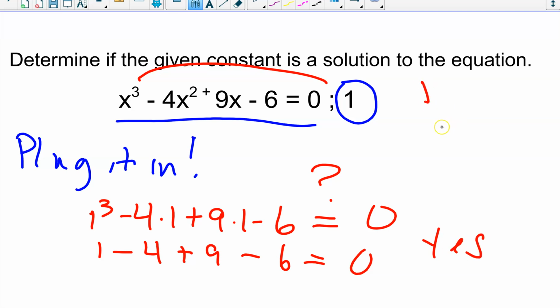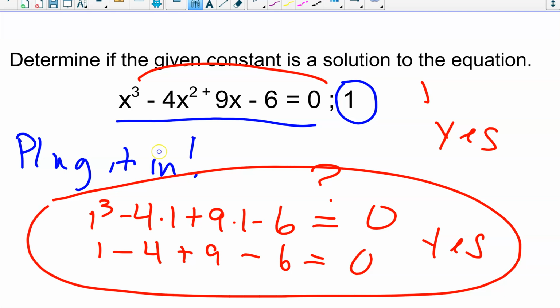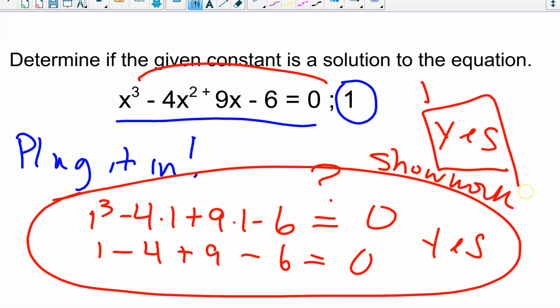So is it a solution? Yes. So if this is on the quiz, in order to get this right, you would need to show your work. If you didn't show your work, I'm going to assume that you just guessed this and you're not going to get any points on that. So you have to back up every answer with work.